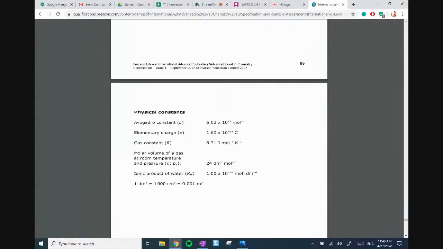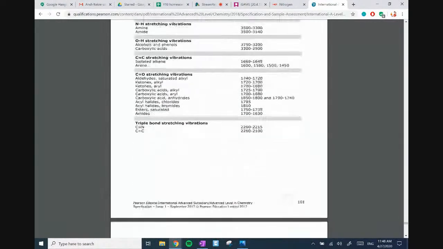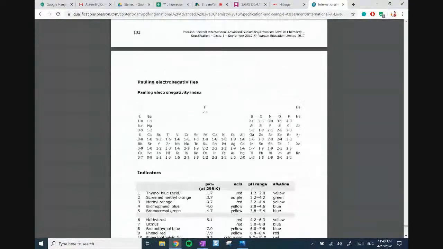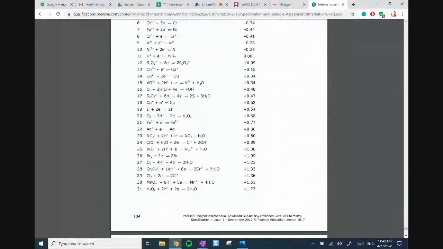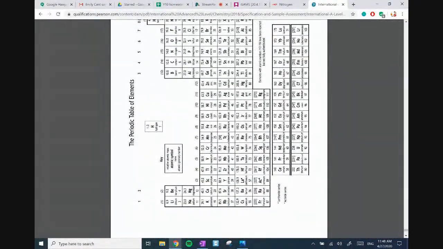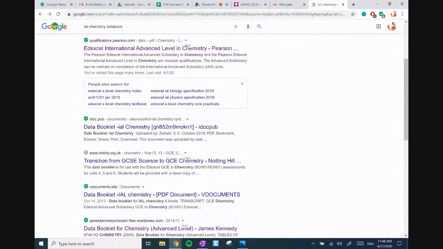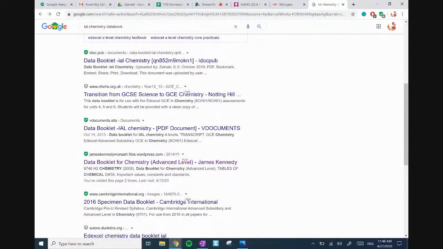Right. Infrared spectroscopy. Avogadro. Wow, they give you Avogadro's number. Are they going to give me entropy values? I've got a feeling they won't. Equations, periodic table. No data. That means it's going to be in the other book. It's on our classroom, isn't it?